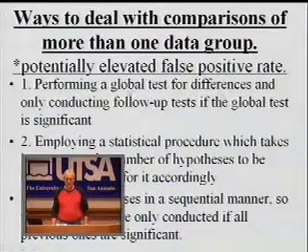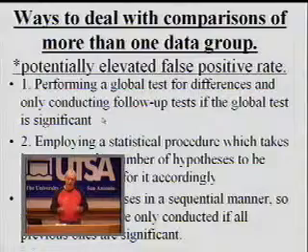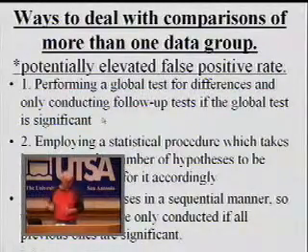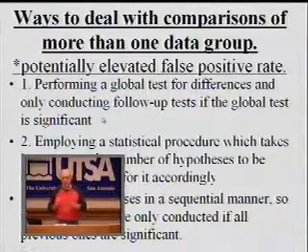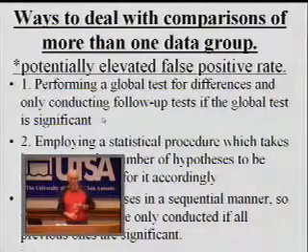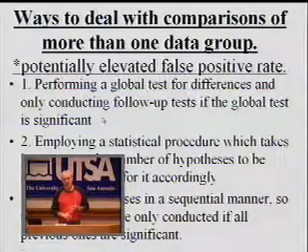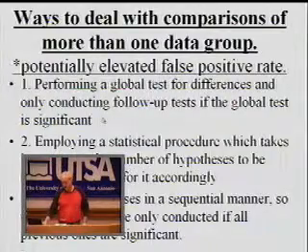So there, you have to perform a global test for differences and only conduct a follow-up test to compare your different groups if the global test is significant. So in other words, if you have more than 2 treatment groups, 3, 4, 5, whatever it is, then you must pass the analysis of variance. In other words, the analysis of variance outcome must show a statistically significant value before you can go on to make any post hoc comparison of your treatment groups.